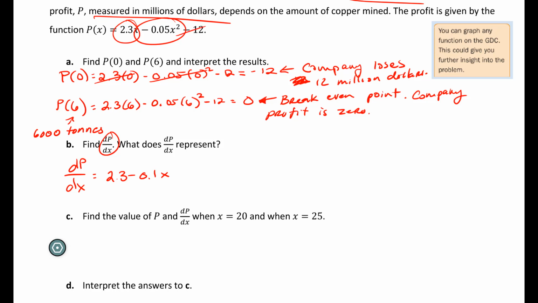So this is our gradient function, and we know the gradient function is going to be a rate of change. However, what's it the rate of change of? It's the rate of change of the profit. So what that means for us is that it's the rate of change of the profit as the amount of copper mined increases.